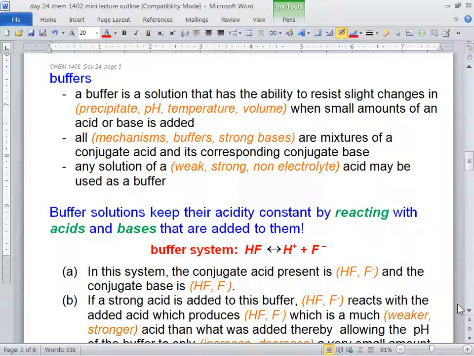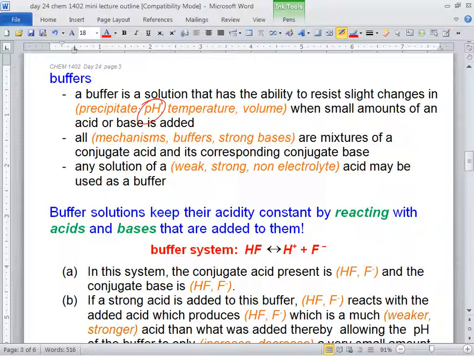Or better yet, you drink a can of Coca-Cola, right? And what's the new pH in your blood? Okay, it better not change much, otherwise you're in a world of hurt, like we said. So your system's buffered. A buffer is a solution that has the ability to resist slight changes in, what would you say, Megan? Slight changes in pH when small amounts of acid or base are added.